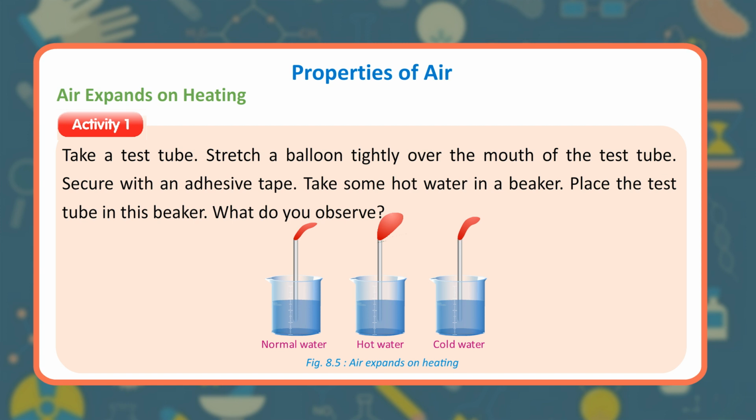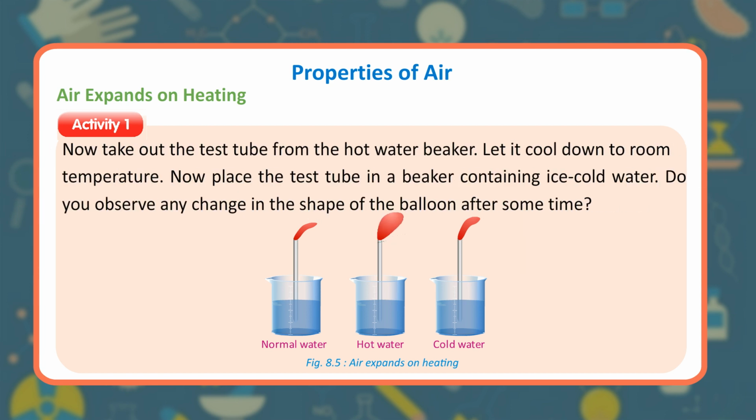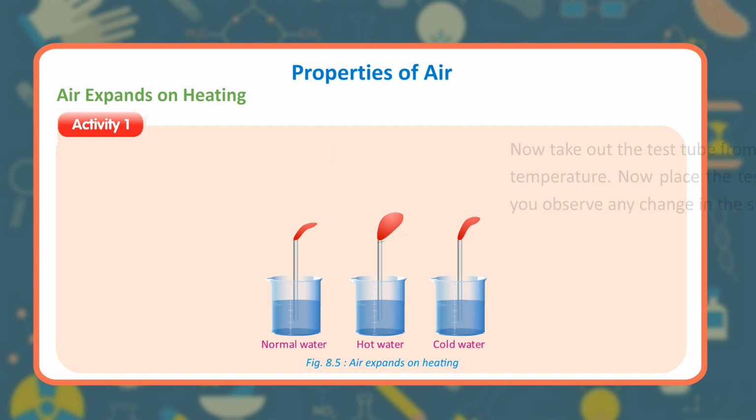Activity. Take a test tube. Stretch a balloon tightly over the mouth of the test tube. Secure with an adhesive tape. Take some hot water in a beaker. Place the test tube in this beaker. What do you observe? Now take out the test tube from the hot water beaker. Let it cool down to room temperature. Now place the test tube in a beaker containing ice-cold water. Do you observe any change in the shape of the balloon after some time?